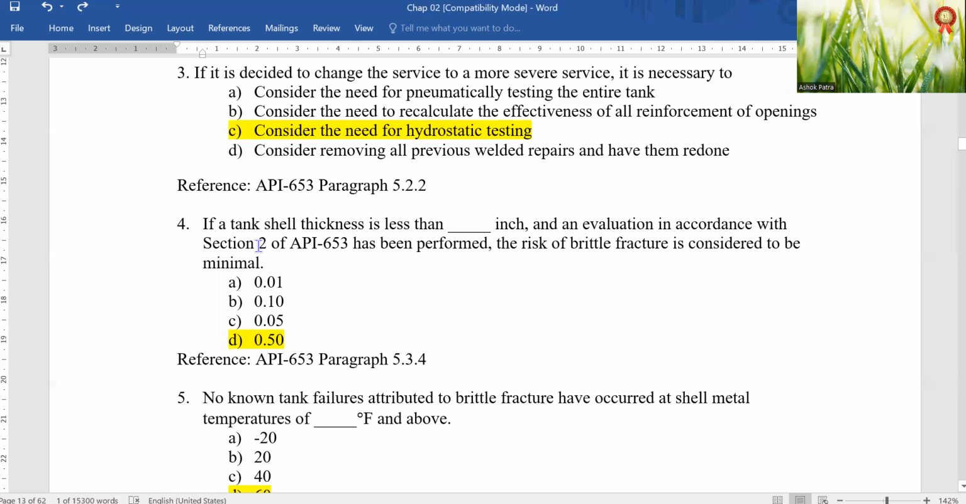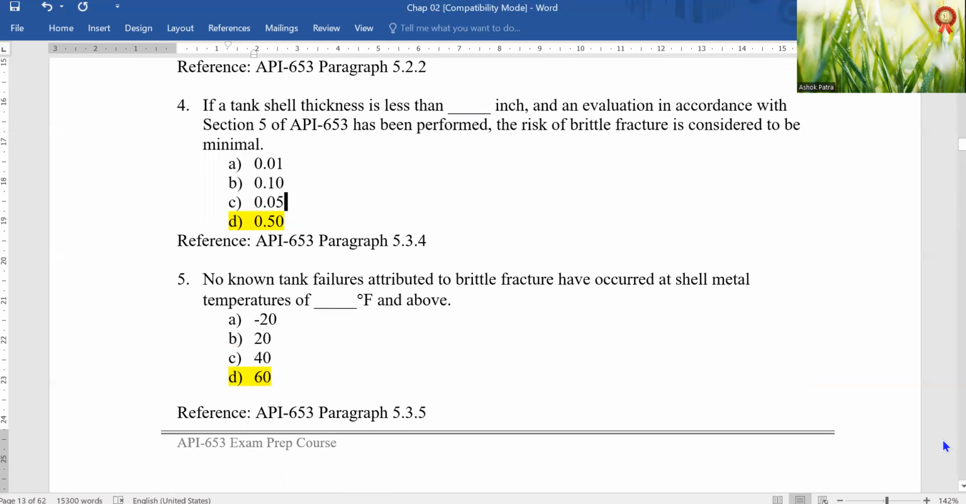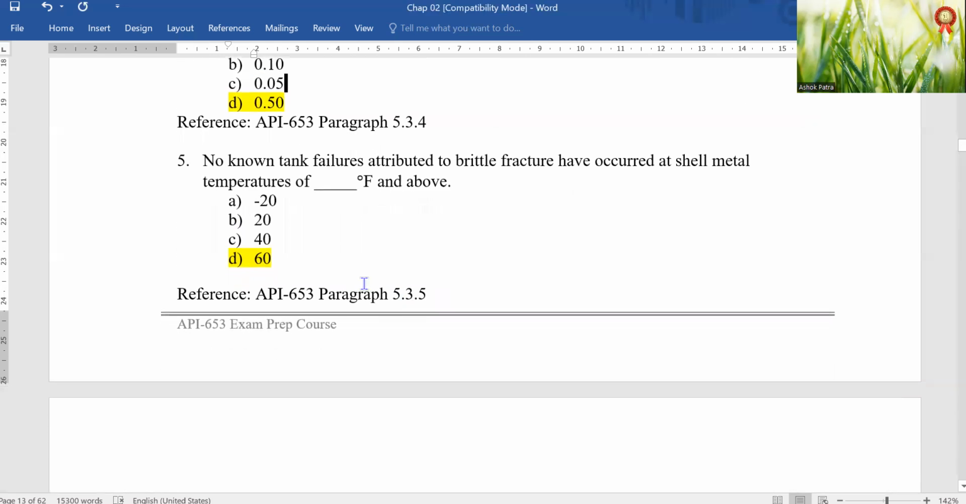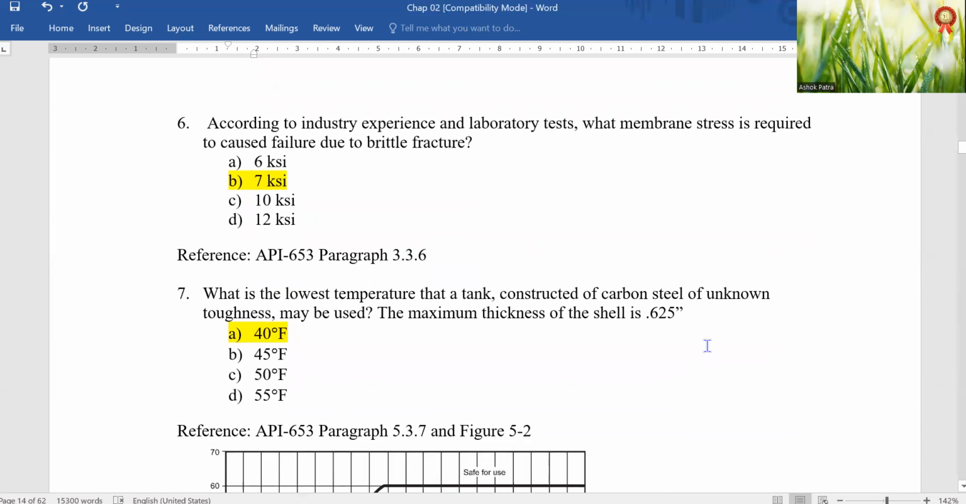Point 5. This will change, I think, 5. So just check it to know. Point 5 is the right answer. No tank failure attributed to brittle fracture has occurred at shell metal temperature 60 degrees Fahrenheit and above. The same 5.3.5. That is okay. Some things I corrected, some things balance. Yesterday's, I think, balance, I had not seen that.